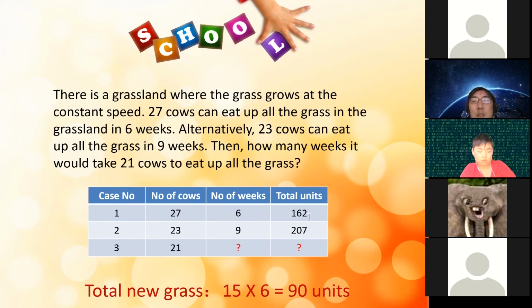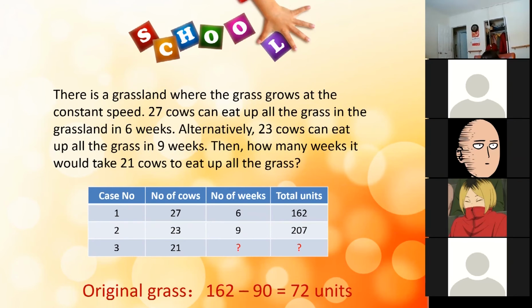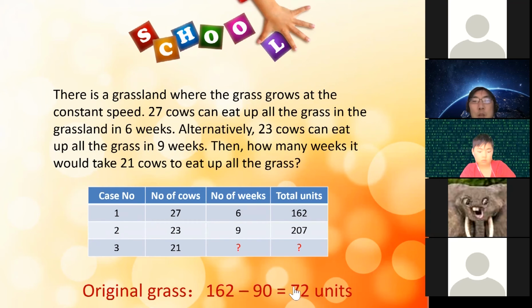That's the total amount. So to find the original grass, the original grass is 162 minus 90. It's 72 units of grass. That is the amount of grass that originally existed in the grassland. Okay, so far, anyone has a problem? Everyone's okay? Okay, so we have found it. Now we have found the original amount of grass is 72 units.